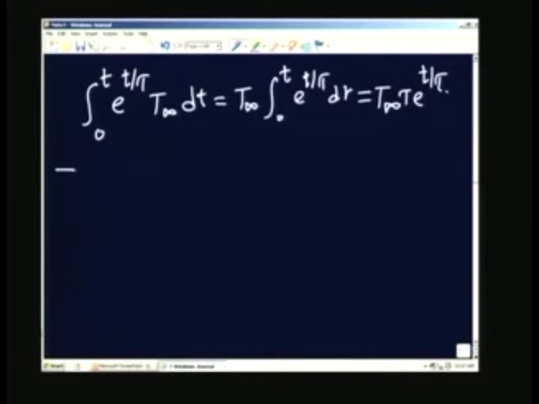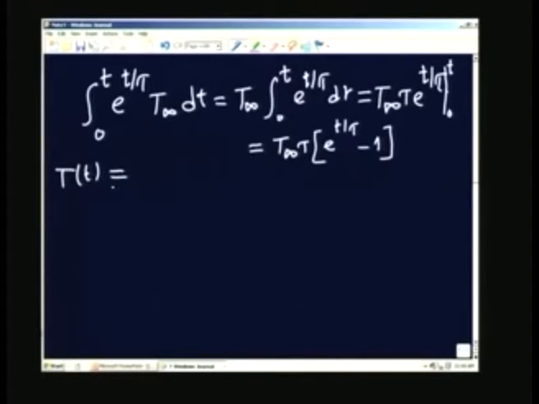And therefore, the temperature T as a function of time is given by, of course, you have to take it only between 0 and t. So, let us just complete that. This will become T infinity multiplied by tau, times e to the power of t by tau minus 1.